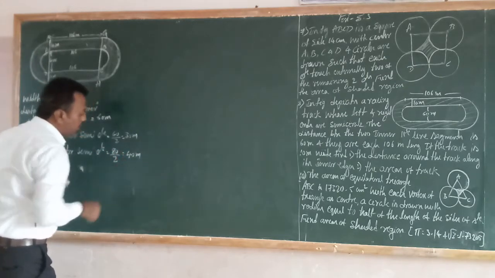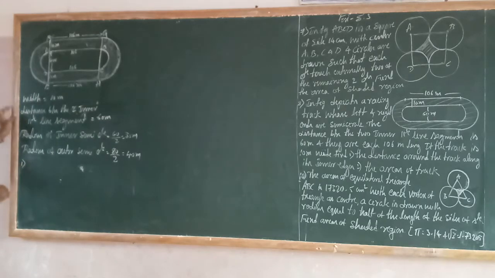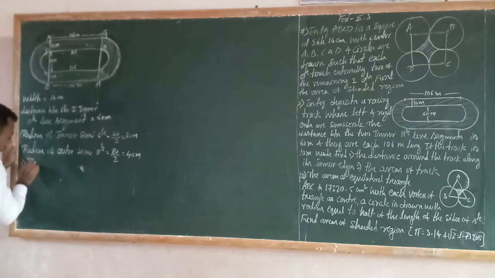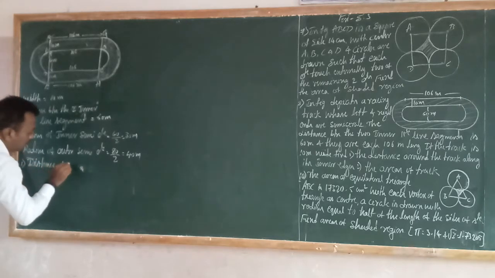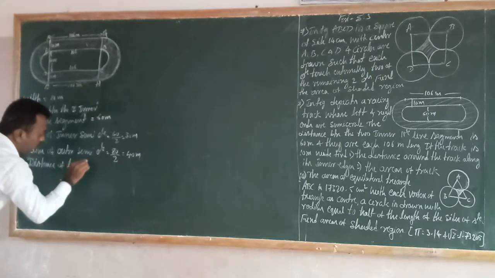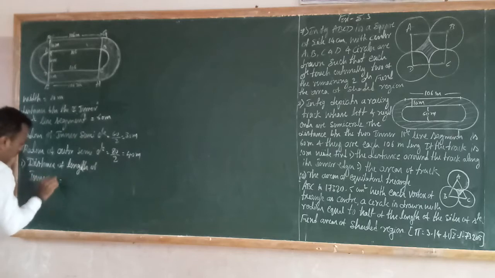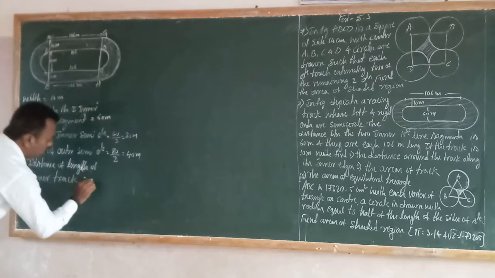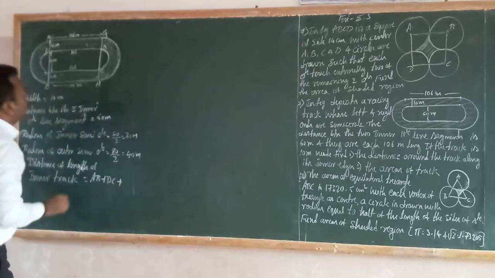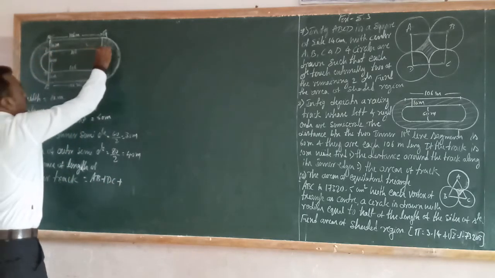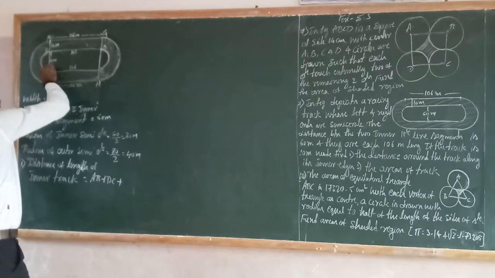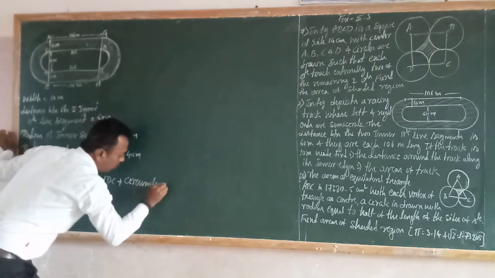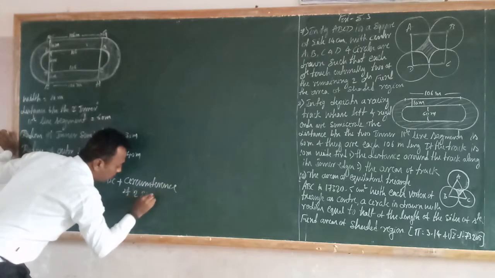What is the first thing we have to calculate? The distance around the track along the inner edges. Length of the inner track is equal to, how are we calculating? AB plus DC, plus the circumference of the two semicircles. This is one of the semicircles.